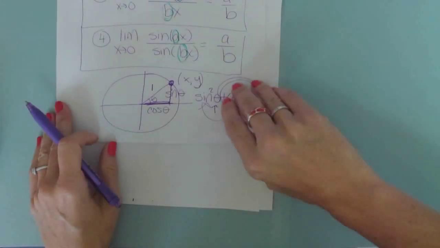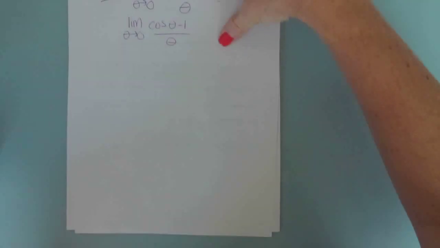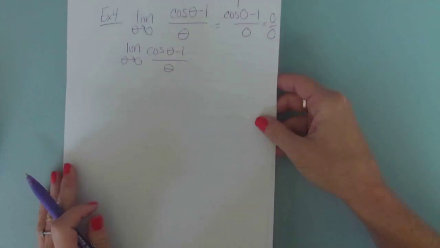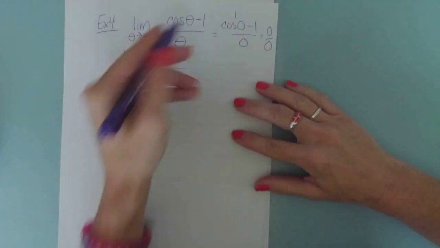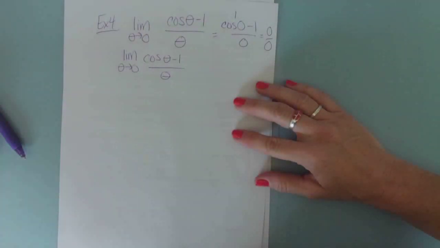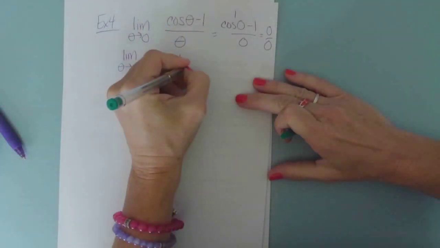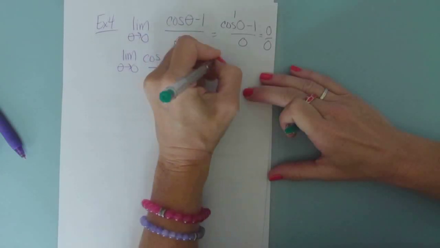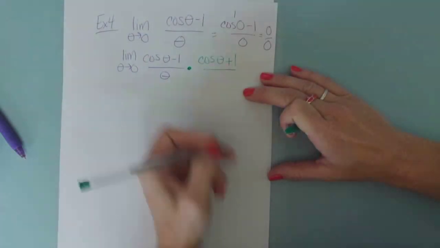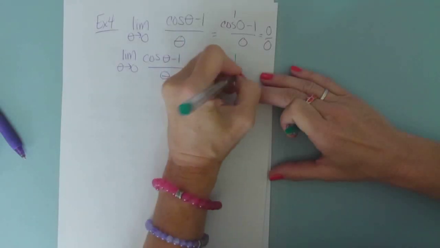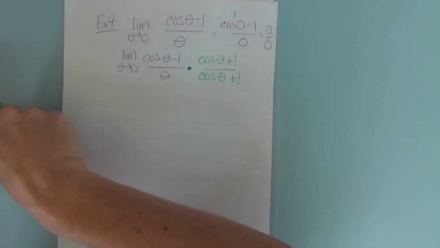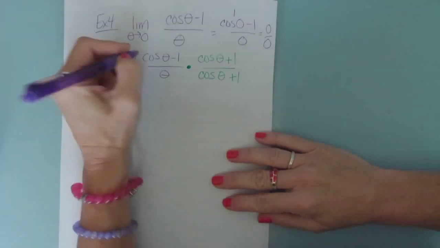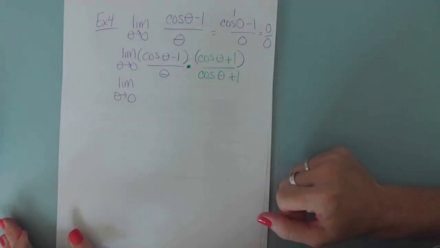Okay, so why am I bringing this up? Well, you see the cosine squared and the 1 has something to do with the sine squared? And I want to involve sine in my problem here. So here's what I'm thinking. I'm going to multiply the top and the bottom of this problem by the conjugate of the numerator. So I'm going to multiply top and bottom by the cosine of theta plus 1. Watch what happens.